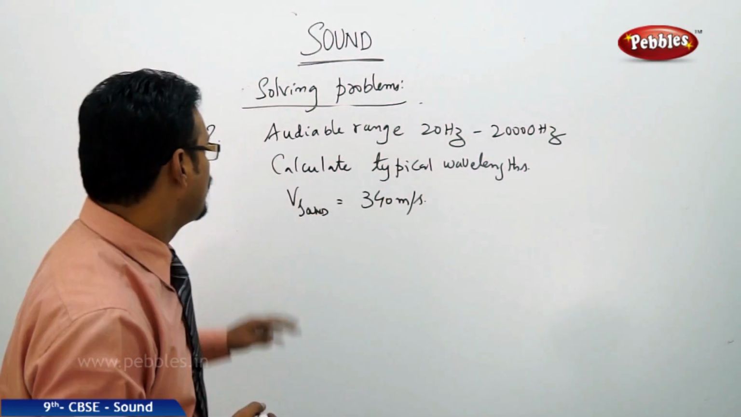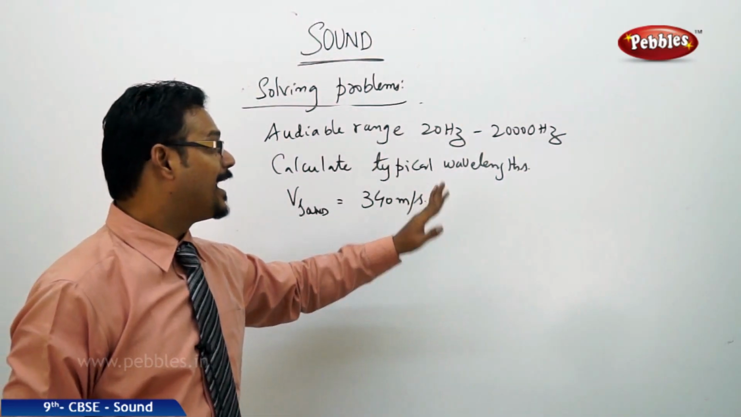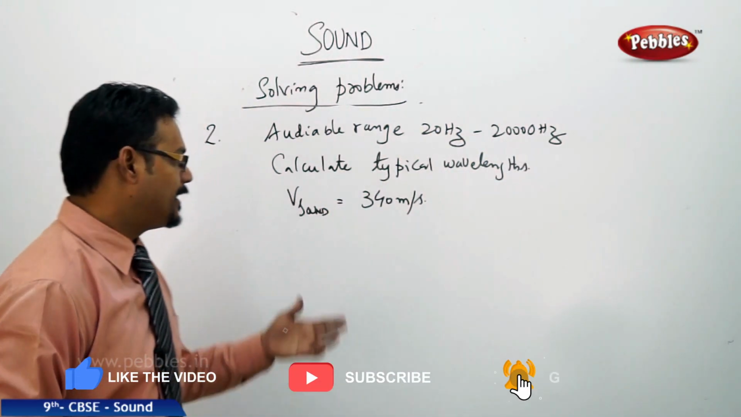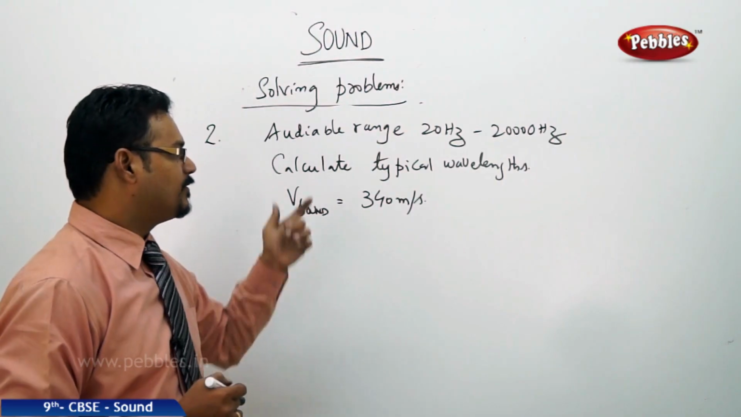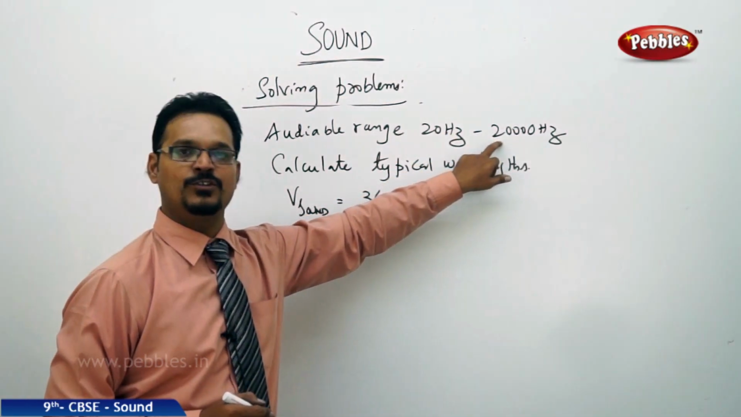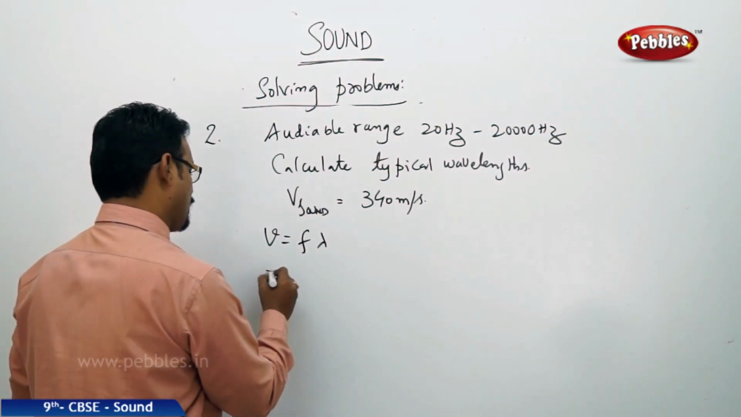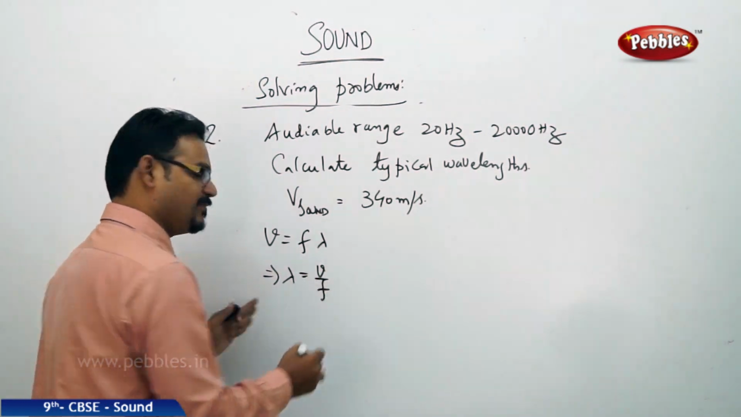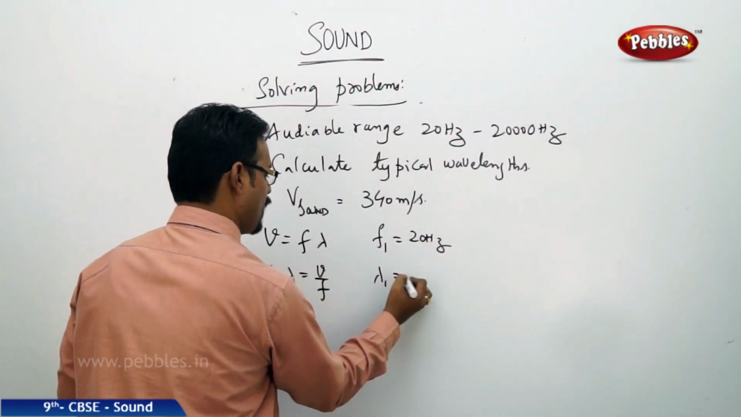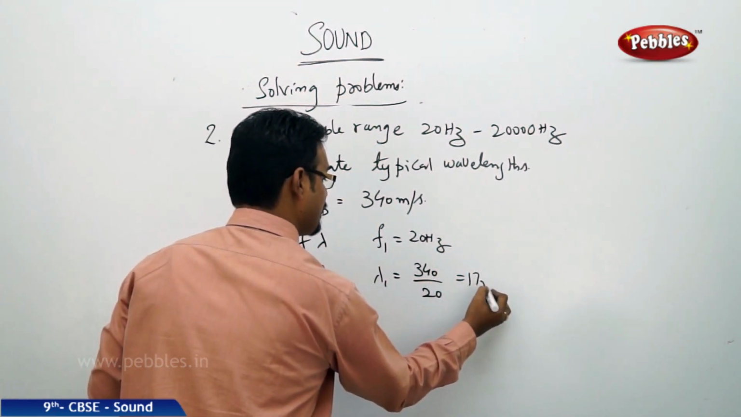Second problem for you. Audible range is 20 Hz to 20,000 Hz. You need to calculate the typical wavelength range for that audible range, taking the speed of sound as 340 meters per second. So how do we find this? Speed you know, least frequency you know, maximum frequency you know, and you need to find wavelength. You know the formula v = f lambda, but I want wavelength, so lambda = v/f. This is the formula you need to use. For the least frequency 20 Hz, lambda 1 = v/f = 340/20. So the answer is 17 meters.